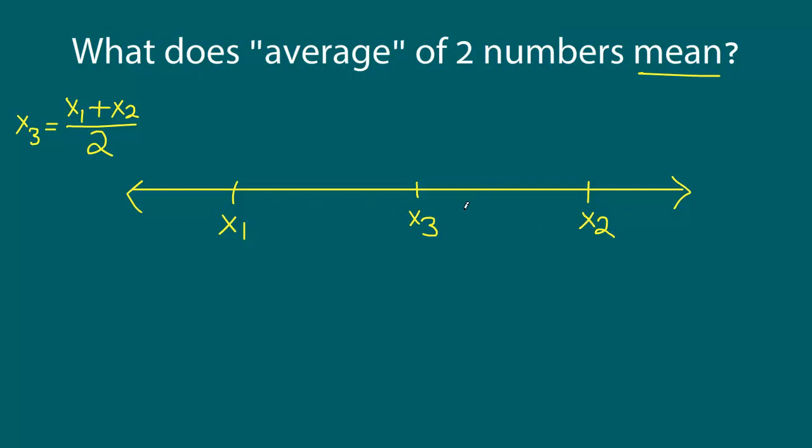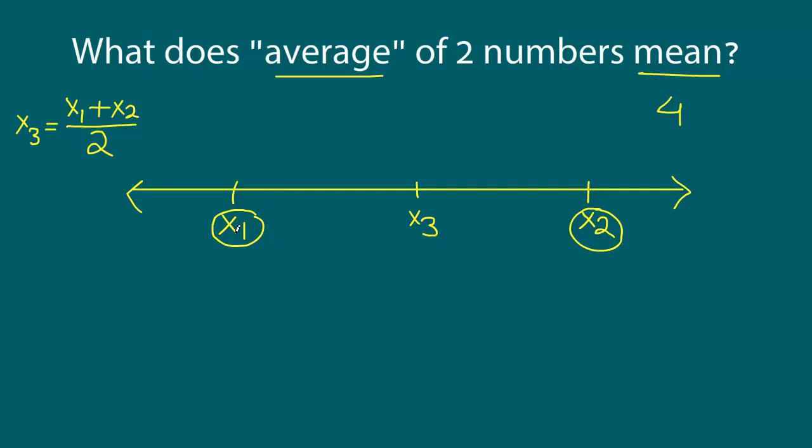Now how will the average method help us find rational numbers between any two given numbers? Say in the beginning we are given these two rational numbers, and we have been asked to find, let's say, 4 rational numbers in between x1 and x2. The way we are going to use the average method is as follows. We will find the average of x1 and x2. That will give us the point x3, using this formula.